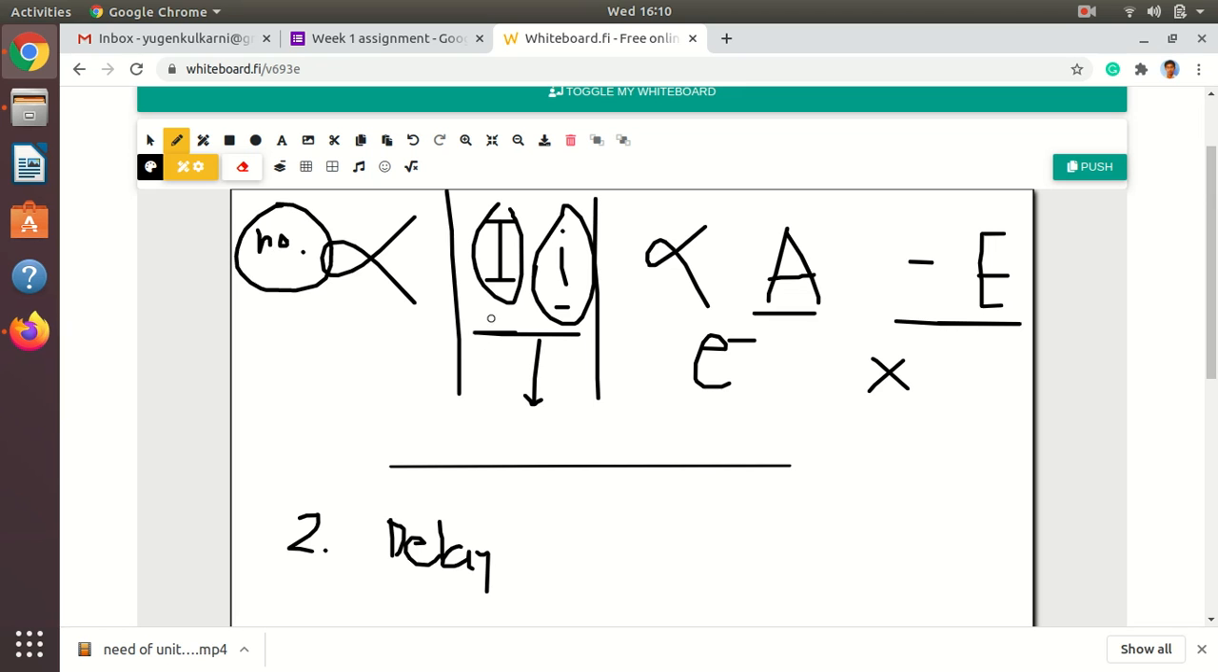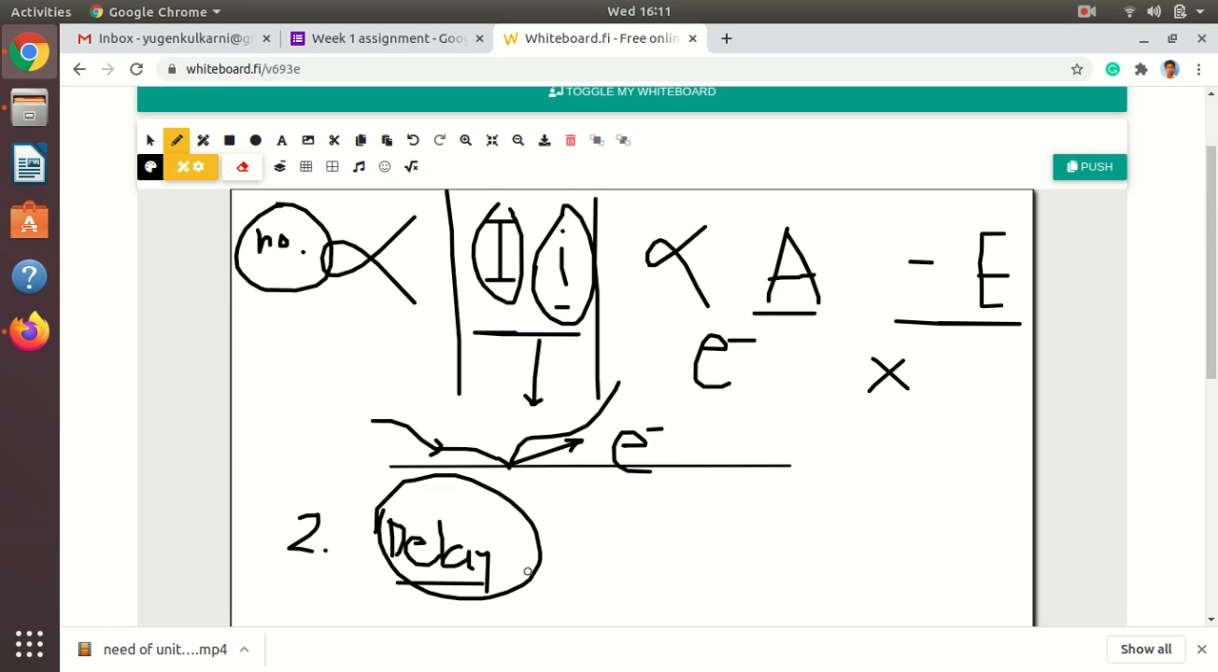There is one more reason why wave theory cannot explain the photoelectric effect, and that is delay. Wave theory suggests, suppose this is a metal surface and this wave is incident on the surface. It will take some time to capture the wave, and then it will take time to eject one electron. This delay is not found in practice.